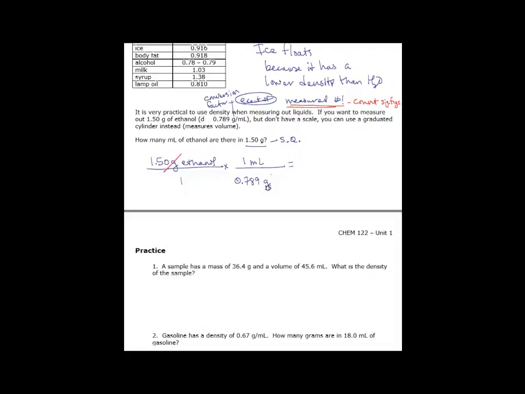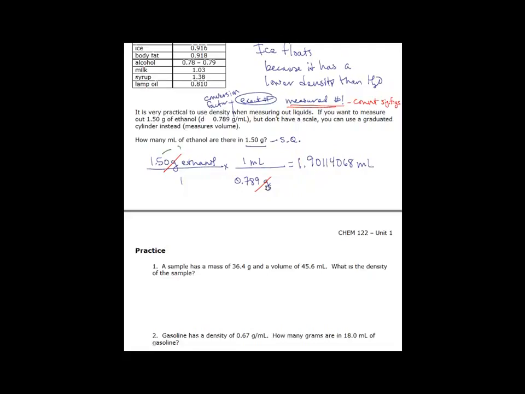So grams canceled out. Enter this into your calculator. 1.5 divided by 0.789 gives you 1.901140068 milliliters. Okay.